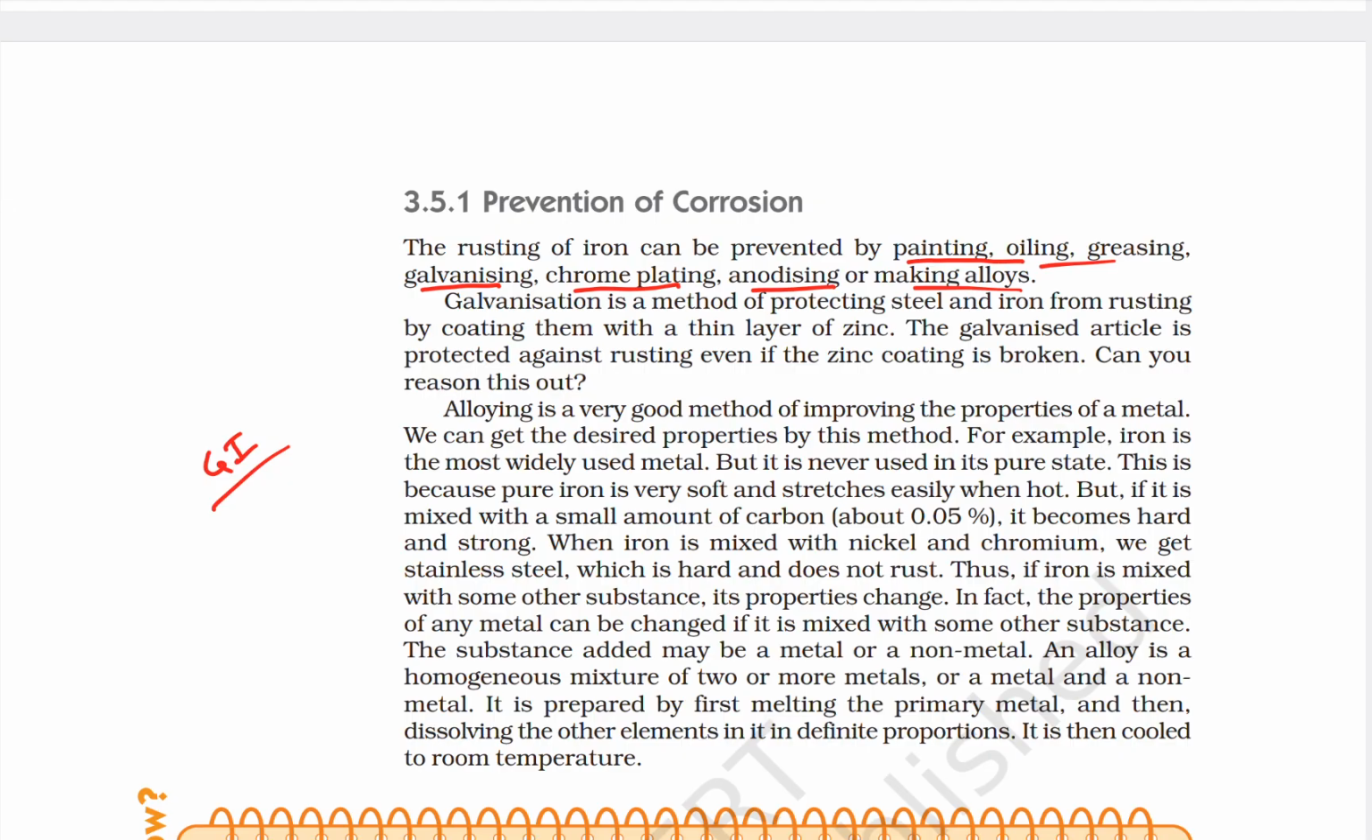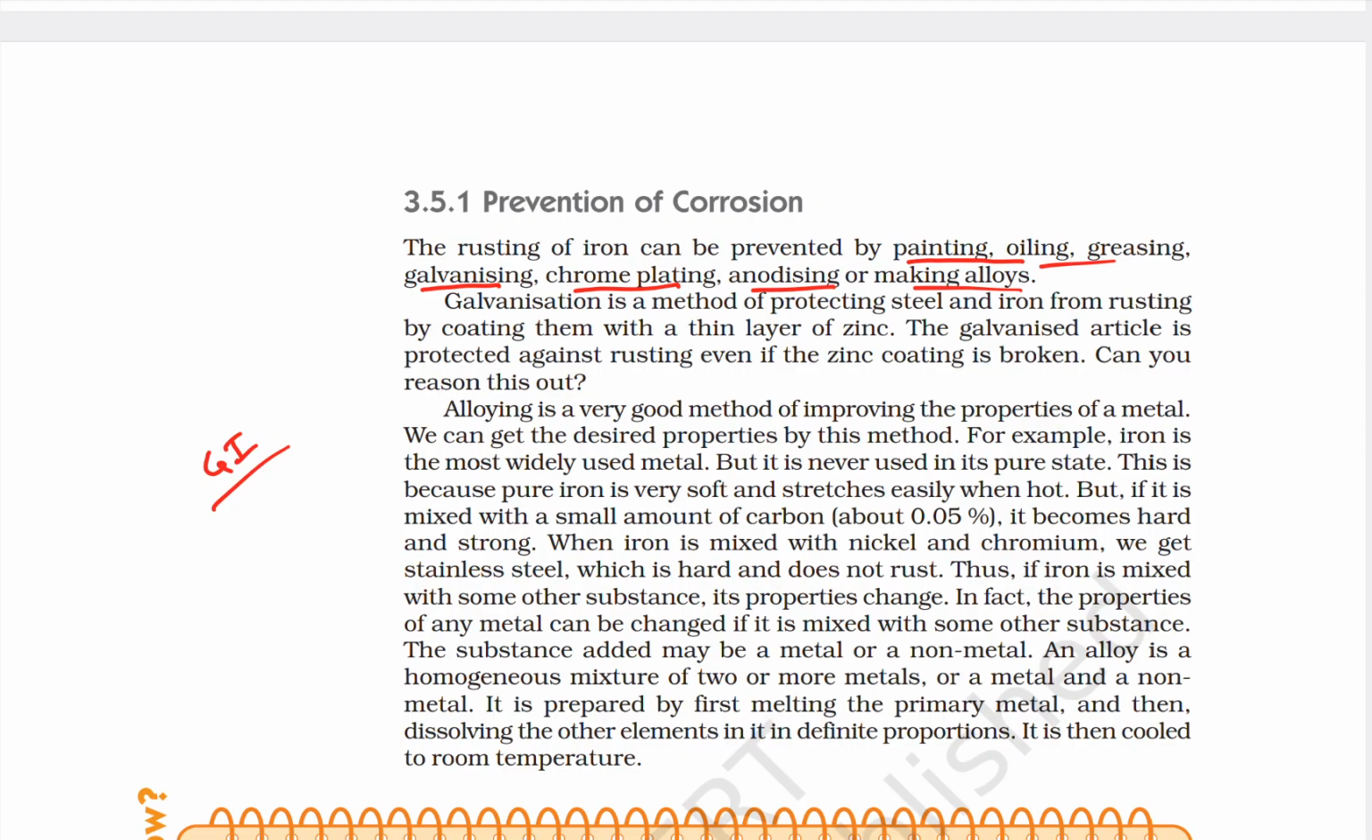Coating a metal with a thin layer of another metal using electric current. Example, coating iron with chromium or nickel. So, for better appearance and corrosion resistance, this is known as electroplating. What is electroplating? Coating a metal with a thin layer of another metal.